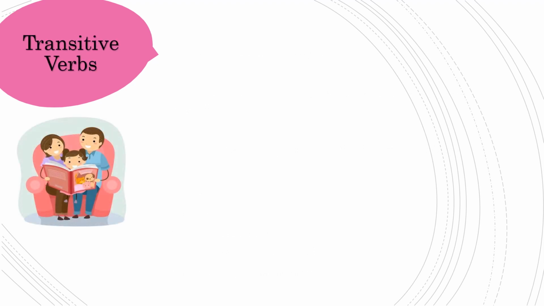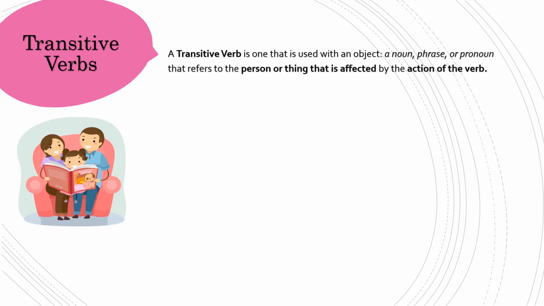Transitive verbs. A transitive verb is one that is used with an object, a noun, phrase, or pronoun that refers to the person or thing that is affected by the action of the verb. A transitive verb only makes sense if it exerts its action on an object.